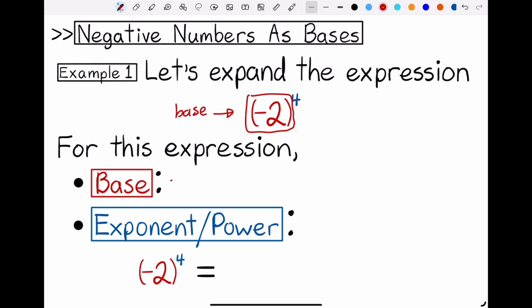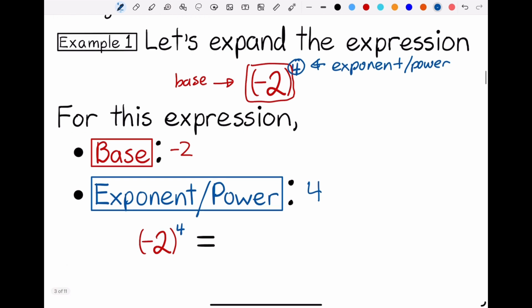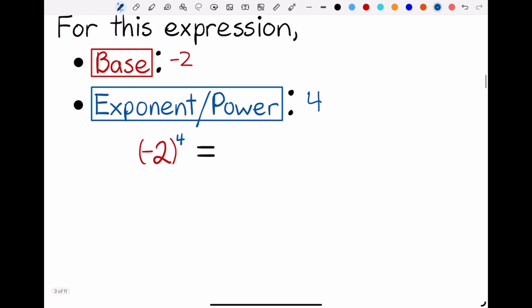Let's write that down here as well. Since the 4 is written smaller than the base, and it's in the upper right hand corner of our expression, that tells us that the 4 is our exponent, or we could also call it our power. Let's write that down here. So now we have all the information we need to expand the expression. So let's do that down here.